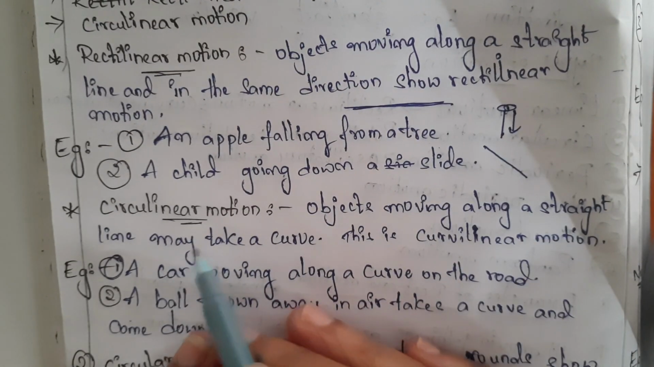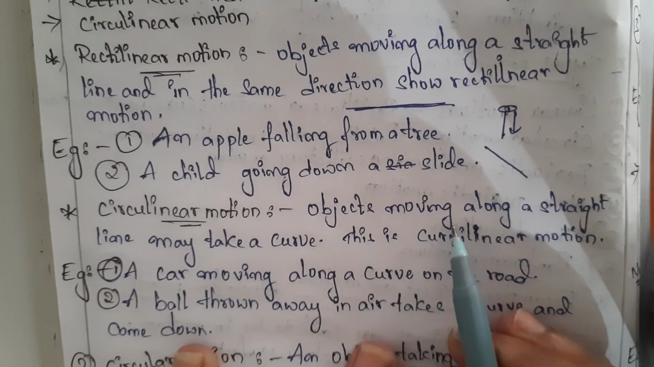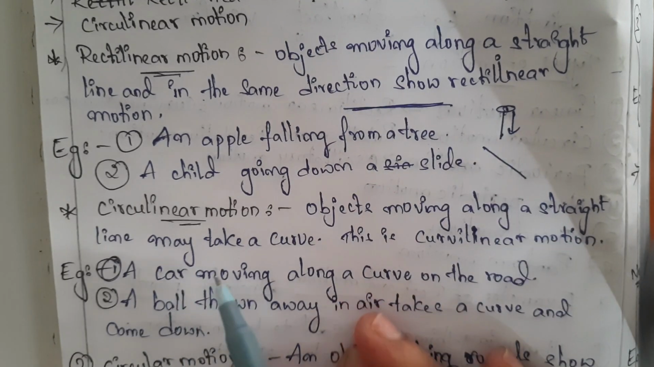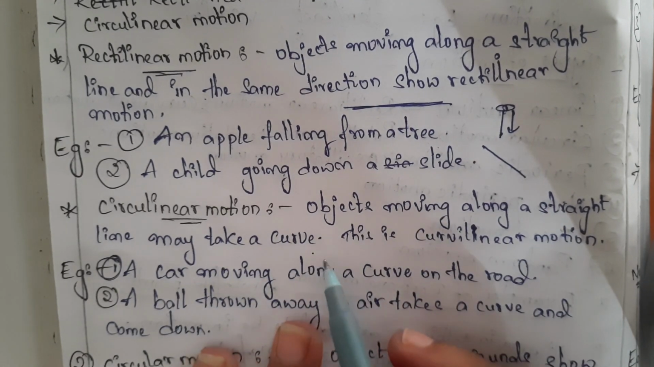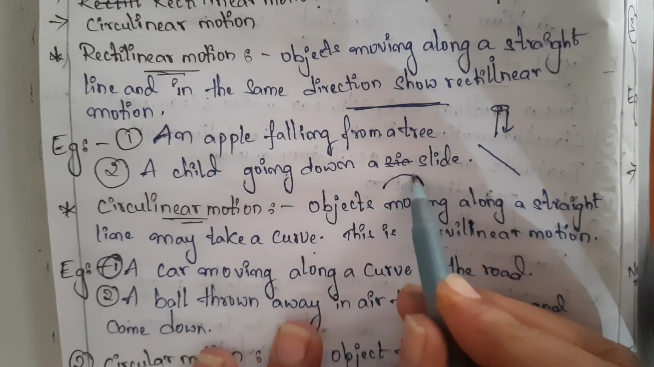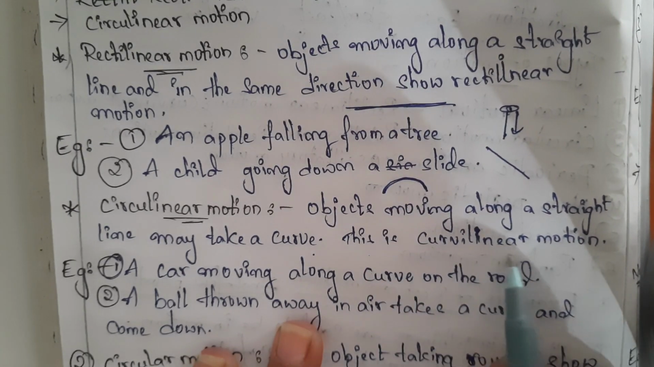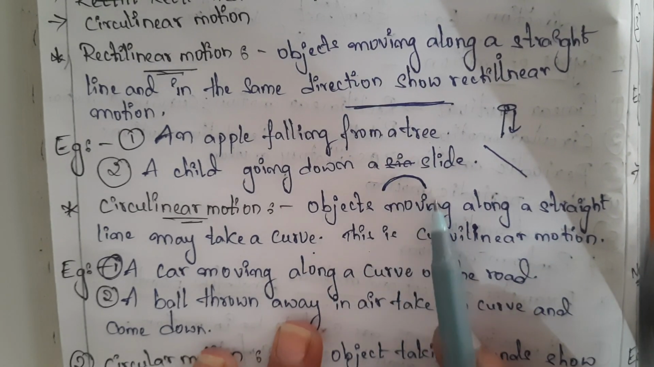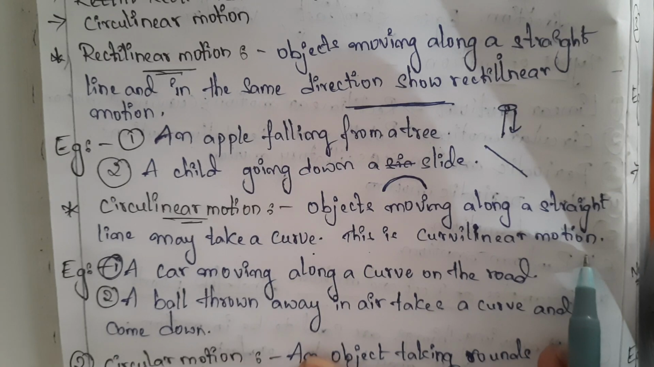Now what is curvilinear motion? An object moving along a straight line may take a curve. So here the object is moving in a straight line, but it may take a curve. This is called curvilinear motion. When there is a curve formation, it is called curvilinear motion.